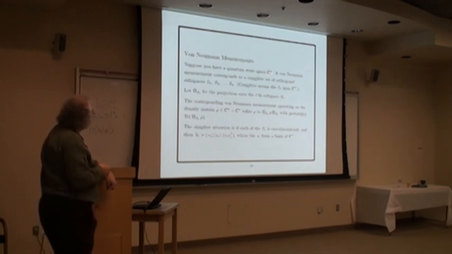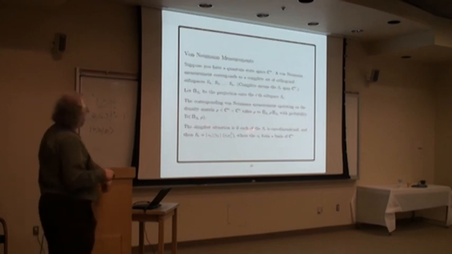So suppose you have a quantum state in C^N. A von Neumann measurement on this corresponds to a complete set of orthogonal subspaces S1, S2, through S_k, where complete means the orthogonal subspaces span C^N. You can let pi sub S_i be the projection matrix onto the ith subspace S_i. So there's a corresponding von Neumann measurement for this decomposition into orthogonal subspaces. If you apply it to the density matrix rho, it takes rho to the projection of rho onto the ith subspace, with probability trace of pi_{S_i} rho.